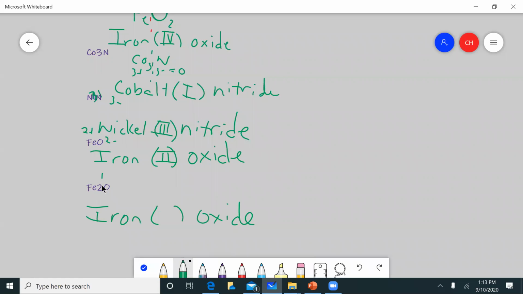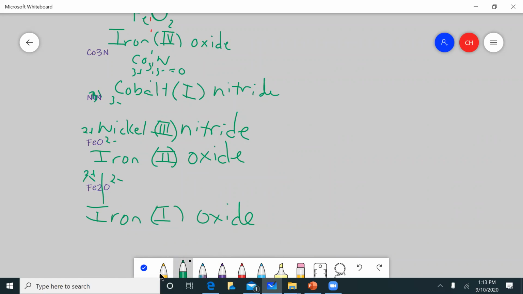In this one, I'll put a line through it, this is a 2- charge, this is a 2+ charge, but it has to be distributed amongst 2 irons because you have 2 of them, so you always divide it by the subscript when you're going down. You multiply it by the subscript when you're moving up. You divide it by the subscript when you're moving down. So 2+ divided by 2 irons gives me iron 1 oxide.